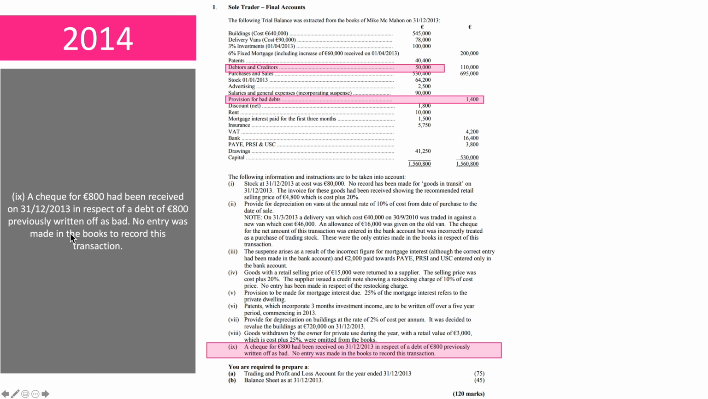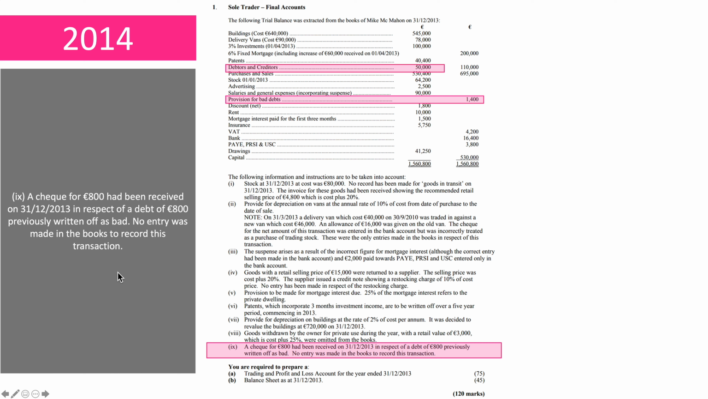Okay, 2014, only one adjustment here, but you also have your provision for bad debts, which you would put in at the start in your step 2 when you're transferring all your figures in. But note 9, a cheque for €800 had been received on the 31st of 12, 2013 in respect of a debt of €800 previously written off as bad. No entry was made in the books to record this transaction.